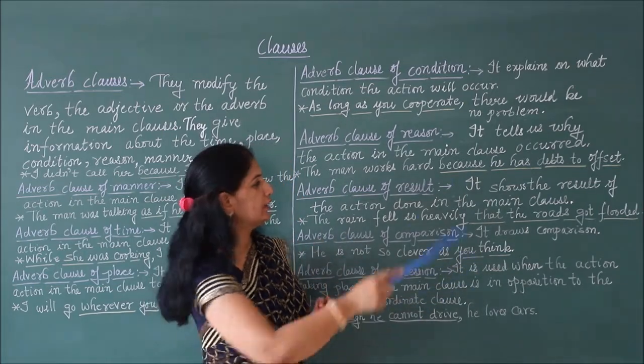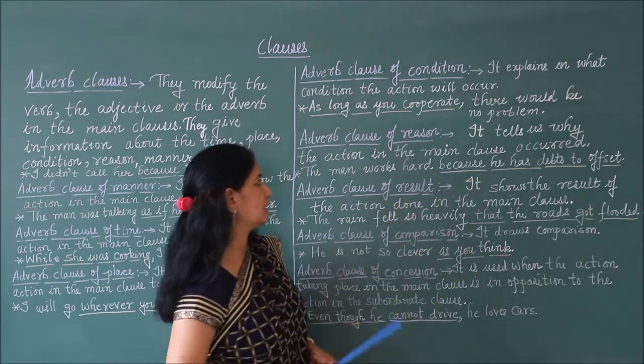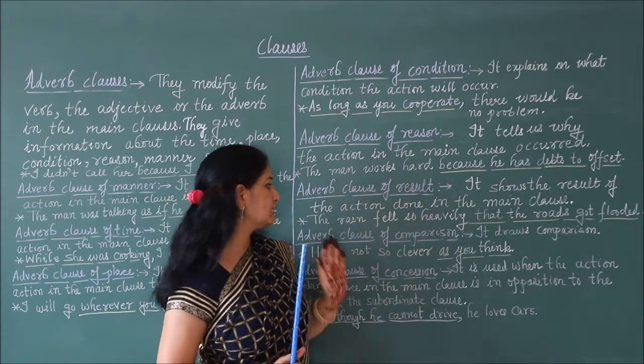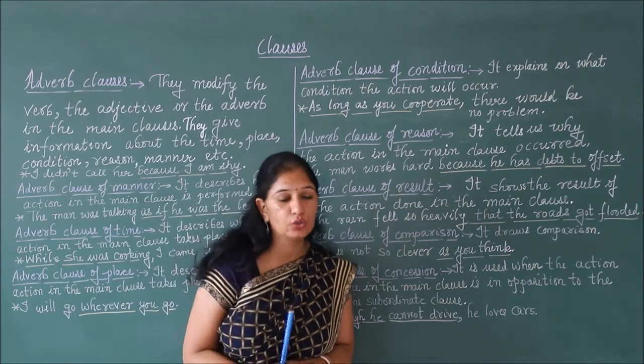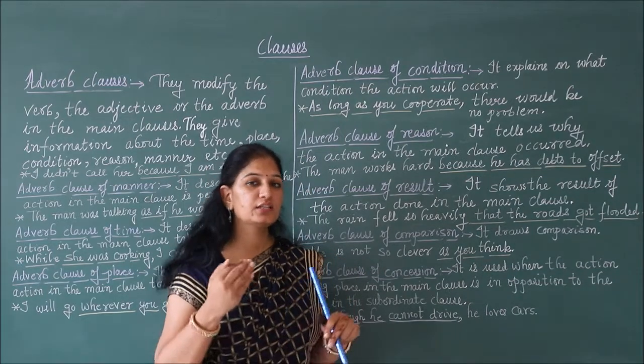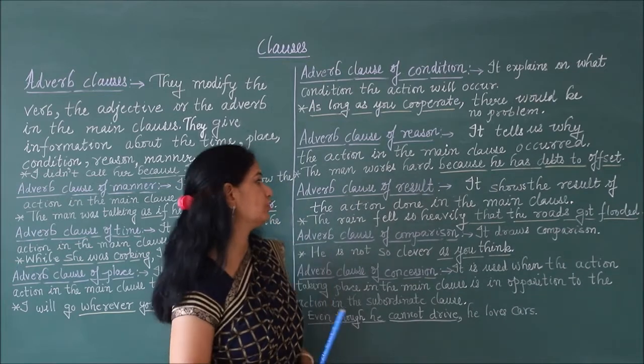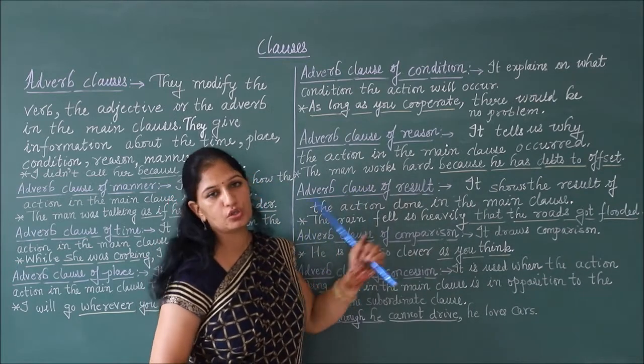So that's why it is the reason. That's why it becomes adverb clause of reason. Adverb clause of result. It shows the result of the action done in the main clause. Whatever action is done in the main clause, the result will be there in that another subordinate clause, that is adverb clause of result.